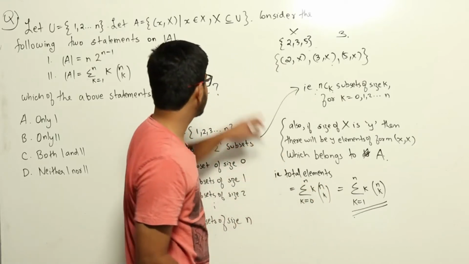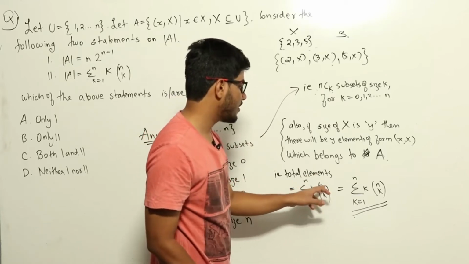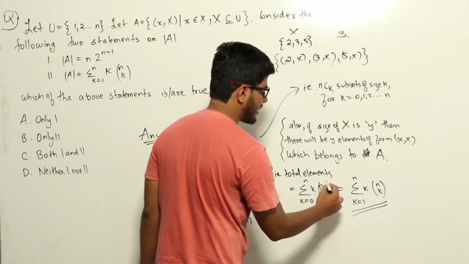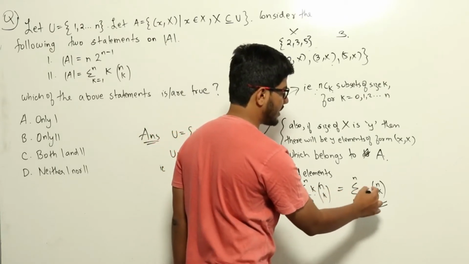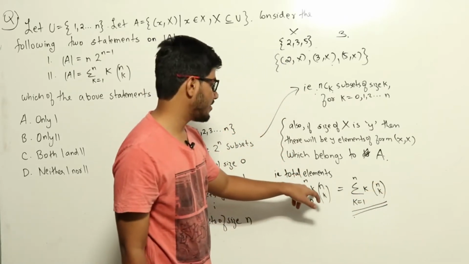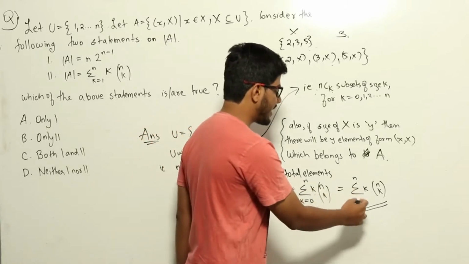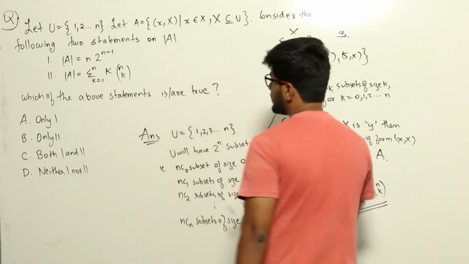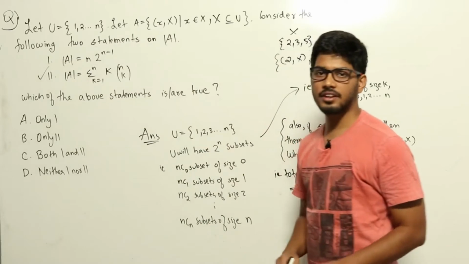K is the number of elements which go to A based on one set which has a size of k, and there will be nCk subsets of that size. Now this is nothing but sigma k equal to 1 to n of k into nCk. Since when k is 0, this term will be 0, so 0 into something will be 0 only. So we can rewrite this as sigma k equal to 1 to n of k into nCk. That is nothing but statement 2. So statement 2 is correct here.